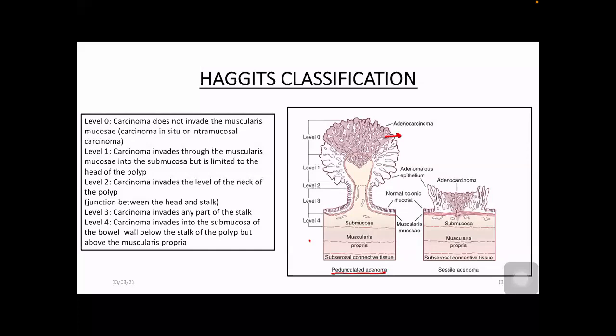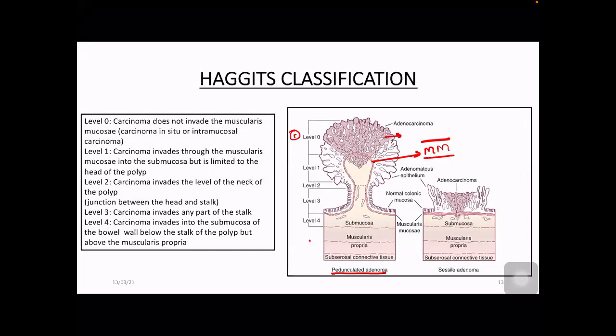They are divided into 5 levels: level 0, level 1, level 2, level 3, and level 4. Level 0 is basically an intramucosal carcinoma, in which the tumor doesn't cross the muscularis mucosa. What is the muscularis mucosa? This part is the muscularis mucosa. If it invades the muscularis mucosa, it becomes an invasive cancer. As long as it's within the muscularis mucosa, it is just an intramucosal carcinoma. So level 0 means it's just an intramucosal carcinoma.